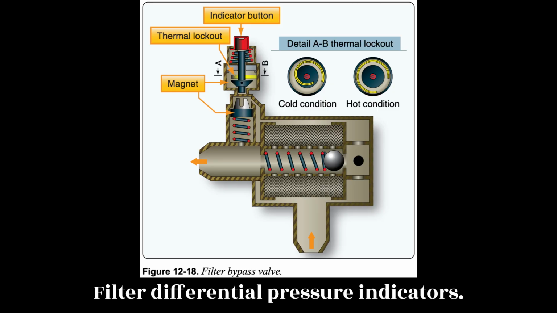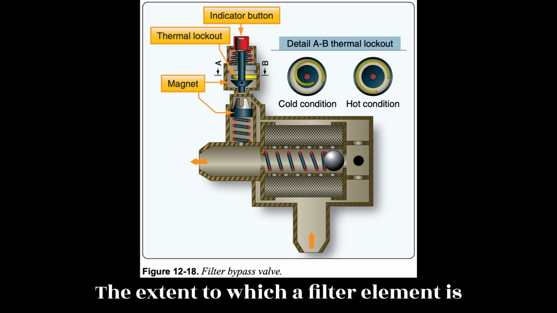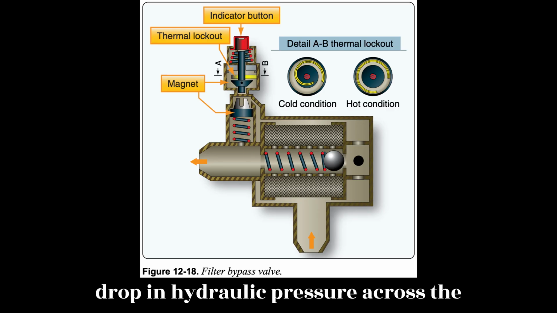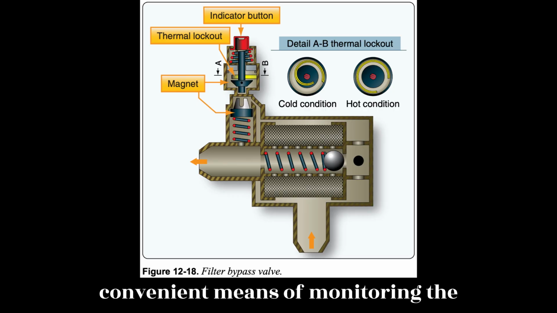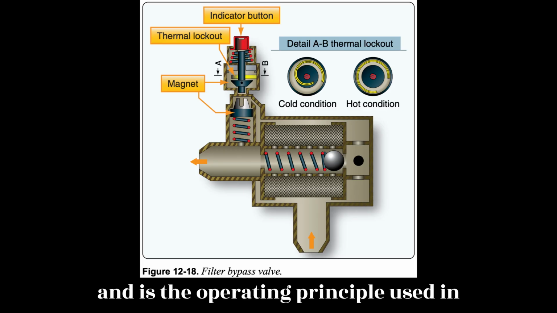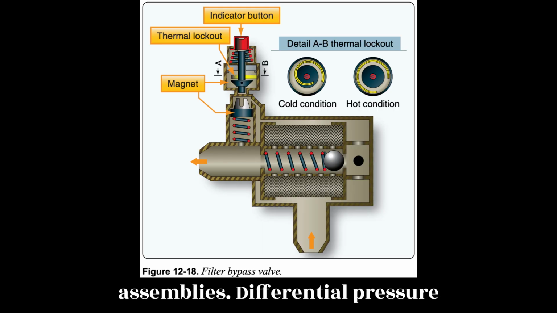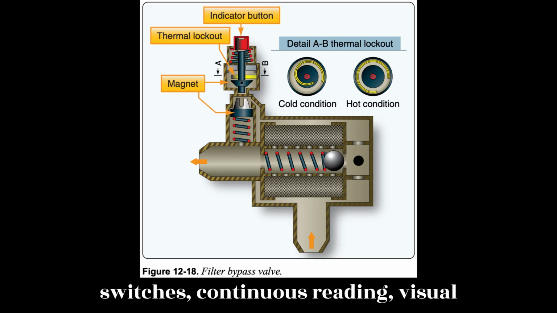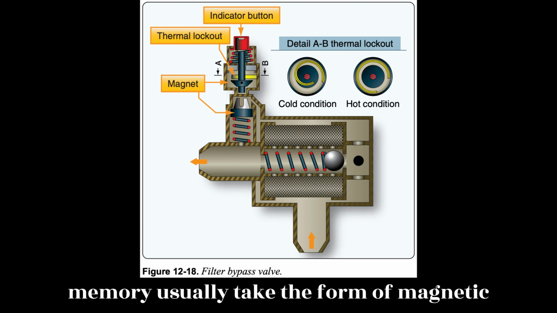Filter differential pressure indicators. The extent to which a filter element is loaded can be determined by measuring the drop in hydraulic pressure across the element under rated flow conditions. This drop, or differential pressure, provides a convenient means of monitoring the condition of installed filter elements and is the operating principle used in the differential pressure or loaded filter indicators found on many filter assemblies. Differential pressure indicating devices have many configurations, including electrical switches, continuous reading visual indicators, gauges, and visual indicators with memory.